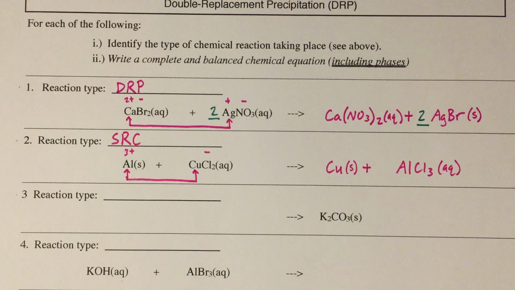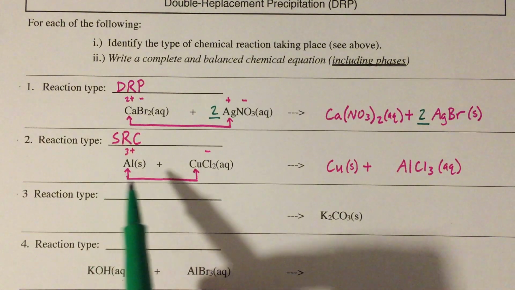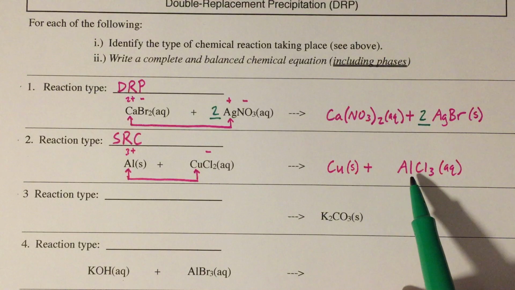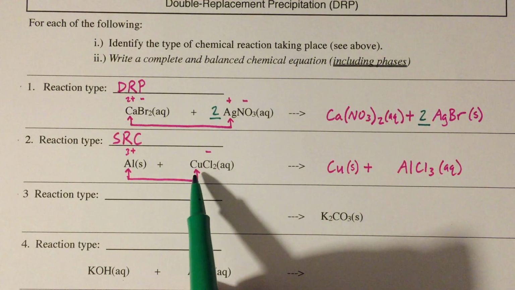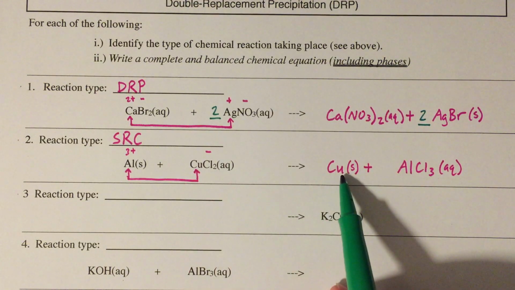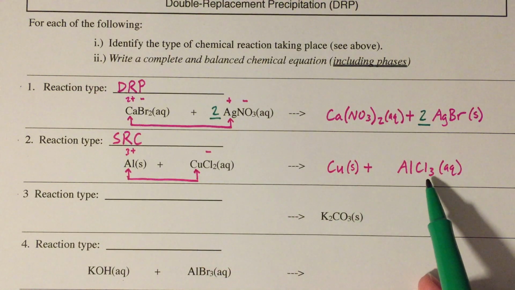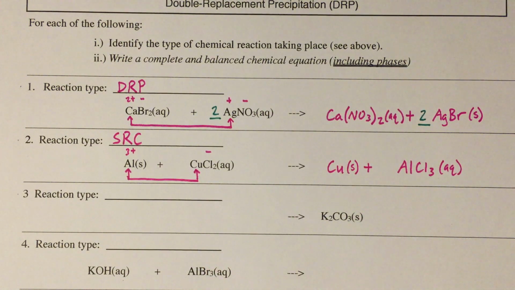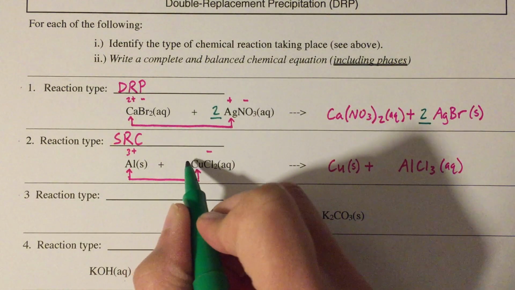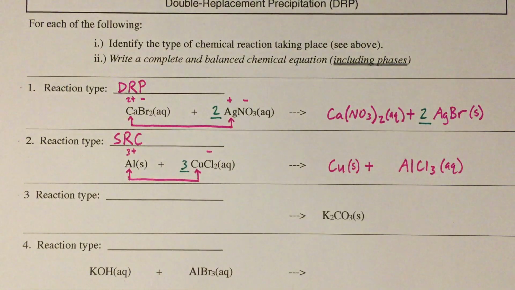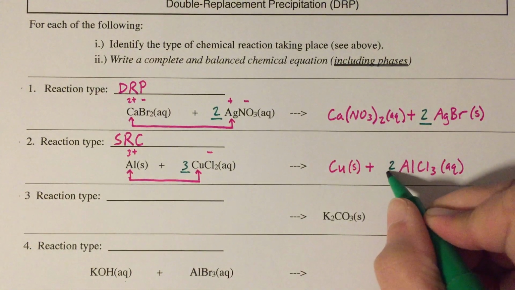So now the last thing to do is to balance this. Starting with aluminums, I have 1 Al over here, 1 Al over here. Coppers, I have 1 Cu here, 1 Cu here. Cls, I have 2 here, and I have 3 over here. Remember when you have that 2-3 combo, you want to make them both 6. So I'm going to put a 3 here, and then I'm going to put a 2 here.